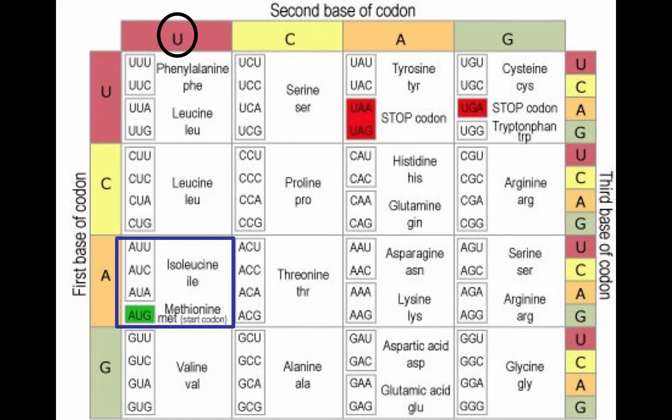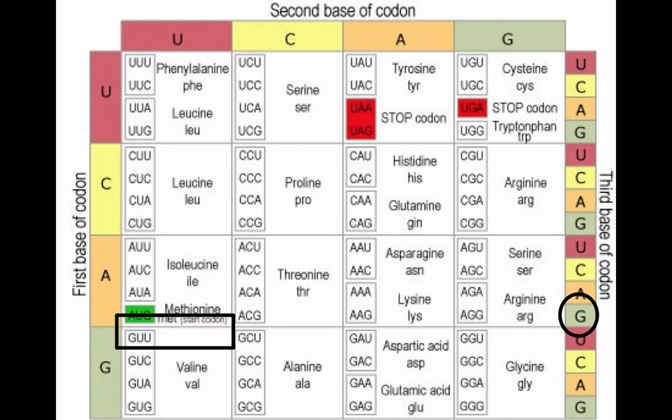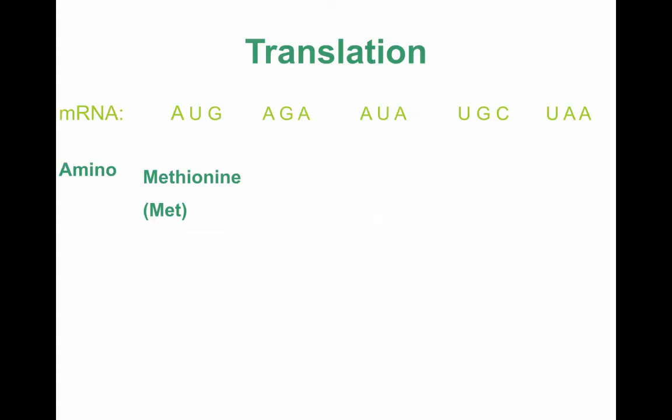The third letter of AUG is G. I can find this on the right side of the chart. If I move straight across to the blue box, I can find AUG. The amino acid for AUG is methionine. I can abbreviate that as MET. The next codon that we can look for is AGA.